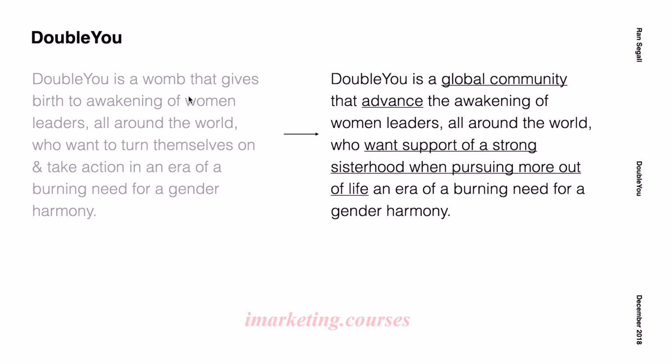The way I thought it would be more clear is to say: W is a global community that advances the awakening of women leaders all around the world who want to support a strong sisterhood when pursuing more out of life in an area of burning need. So this is a suggestion. This is me giving them an idea based on what they told me. A lot of times they will have feedback on it and we will iterate on it, but the idea here is to get to an agreement.